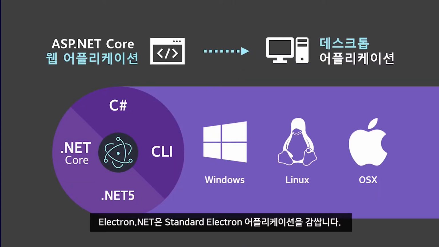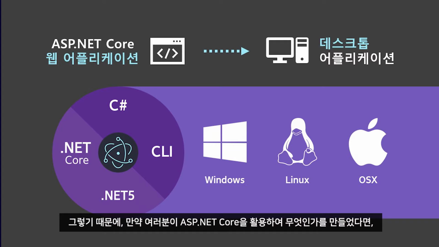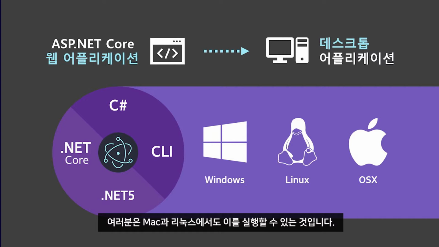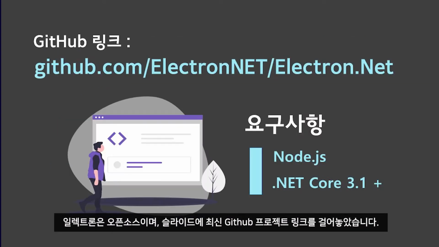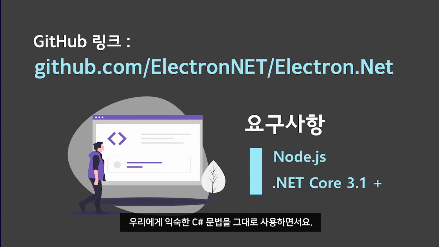So Electron.NET wraps a standard Electron application that has an embedded ASP.NET Core application within it. So if you know how to do something with ASP.NET Core, you can have that running on Mac and Linux also. So it's open source. The link to the GitHub project is at the last bullet point here on the slide. And you can use this open source project to invoke Electron APIs, but using our familiar C# syntax.